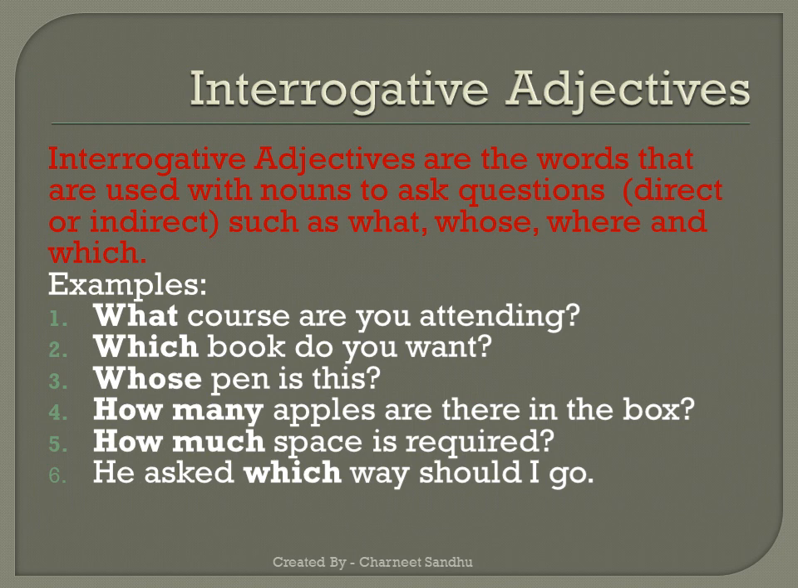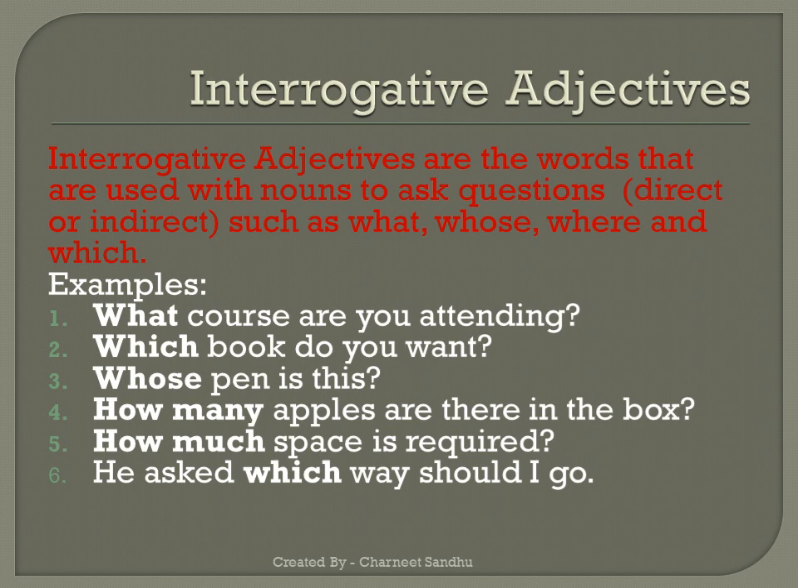Interrogative adjectives. Now, interrogative, we already know that it is something that asks questions. So, interrogative adjectives are the words that are used with nouns to ask questions. Questions may be direct or indirect, such as what, whose, where, and which. Let us look at these examples here.